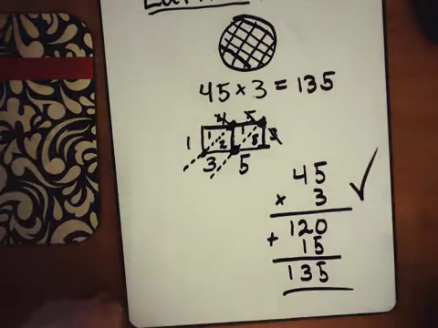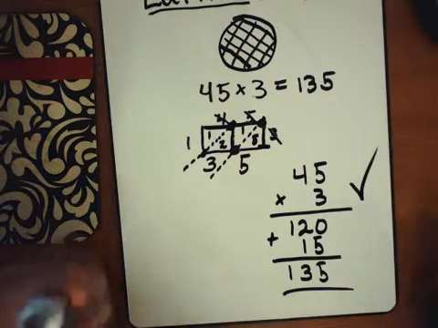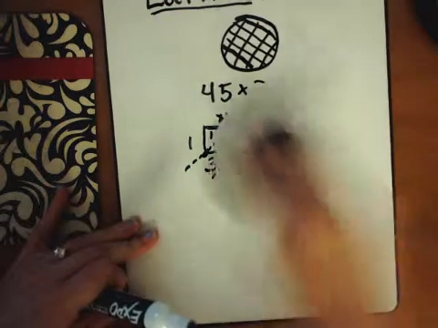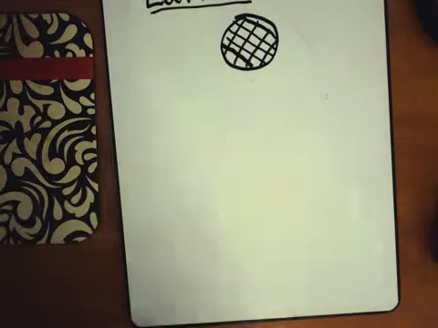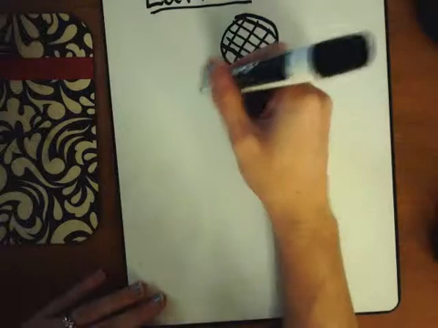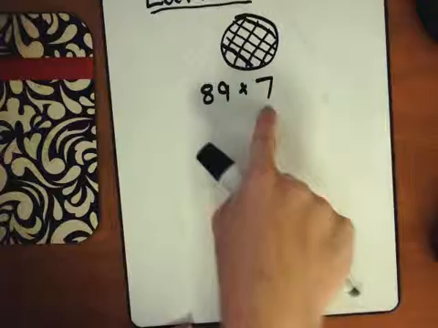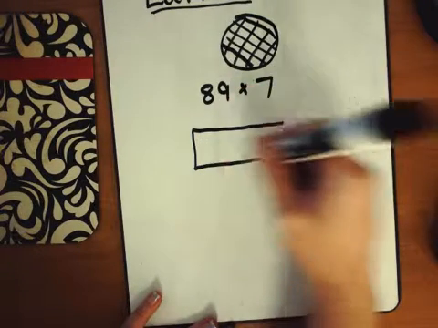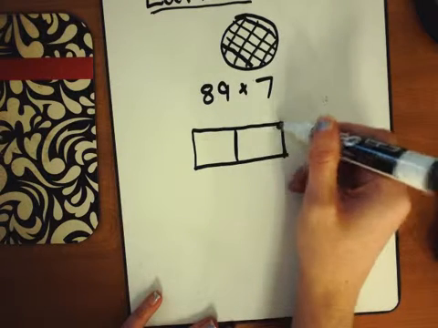Okay. So I'm going to go ahead and do another one, and this time I'm going to give you a chance to try it on your own. I am just looking for you to try the lattice on this one. Okay. So friends, let's go ahead and do 89 times 7. So I know I'm going to have 2 digits by 1 digit. So when I set up my lattice, I need a box that's 2 wide and 1 going down, connecting.